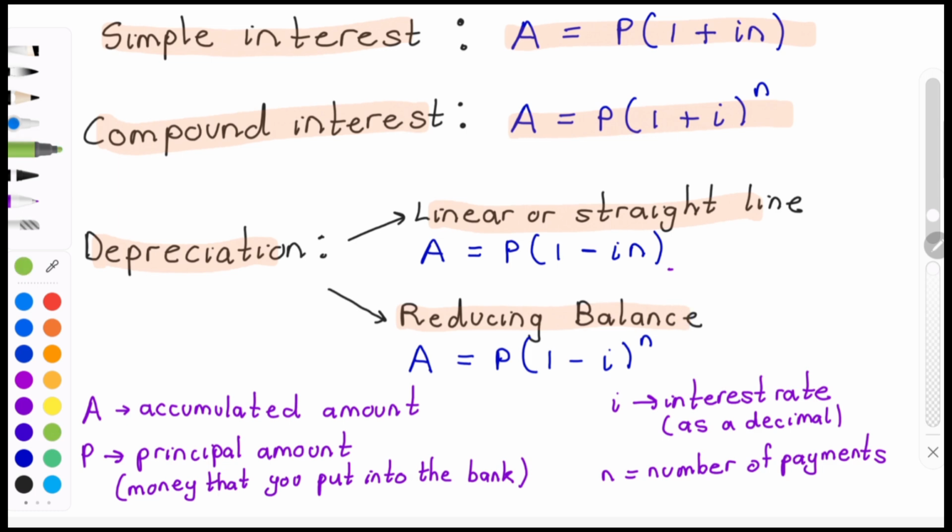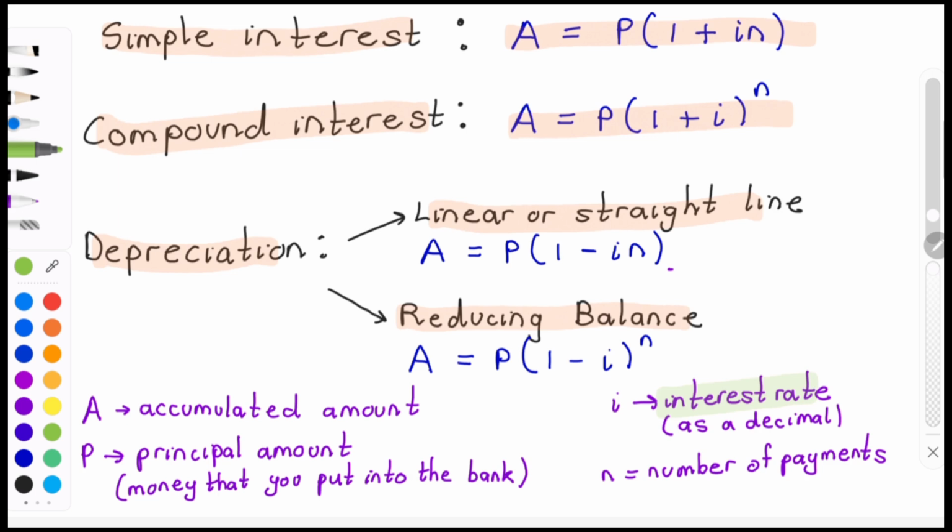So whenever they talk about straight line depreciation, this is the formula that you go for. And whenever they talk about reducing balance, this is the formula that you go for. And then, what do A, P, I, and N stand for? A is the accumulated amount. This is the money, for example, that after 5 years you take out of the bank. P is the principal amount. This is the money that you put into the bank.